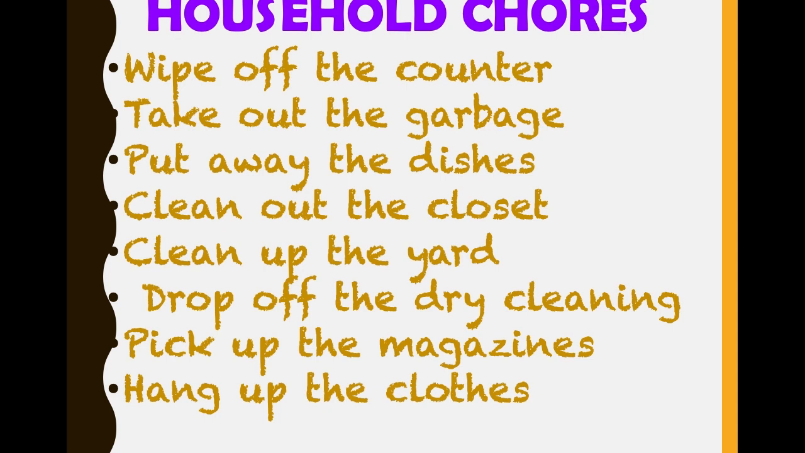So we have a list of household chores now. Let's repeat together. So first one is wipe off the counter. Take out the garbage. Put away the dishes. Clean out the closet. Clean up the yard. Drop off the dry cleaning. Pick up the magazines. Hang up the clothes. Okay? That's good. You can pause the video now and try to repeat.